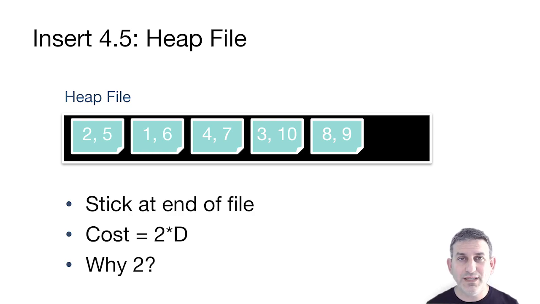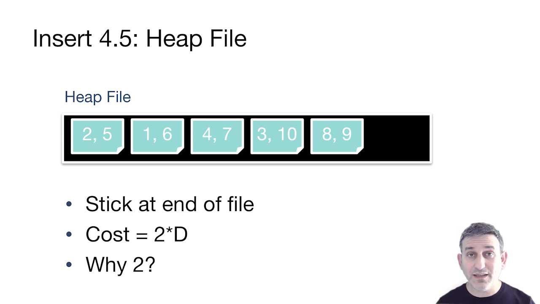Now why am I saying 2D? The D is clear. That's the cost of an IO. Why 2? Well, remember that we can't manipulate databases directly. We have to bring them into memory. So we're going to read the page. We're going to write some bytes onto it, representing the new row, in memory. And then we're going to write that region of memory back to the page on disk. So it's 2D, one for the read, one for the write.